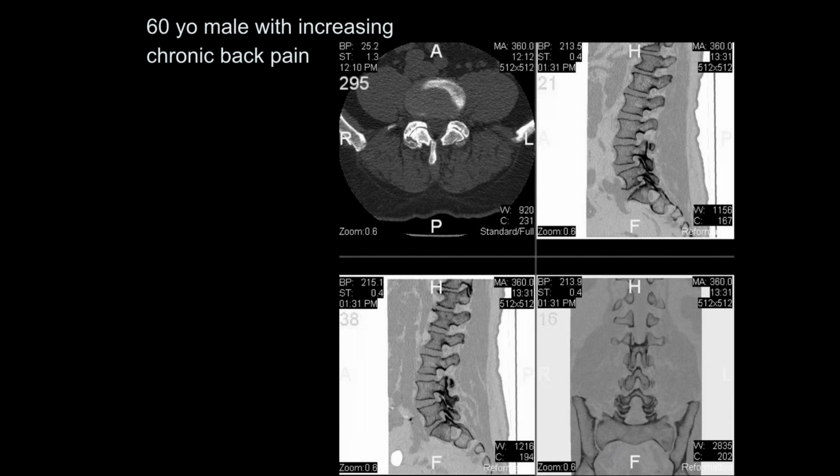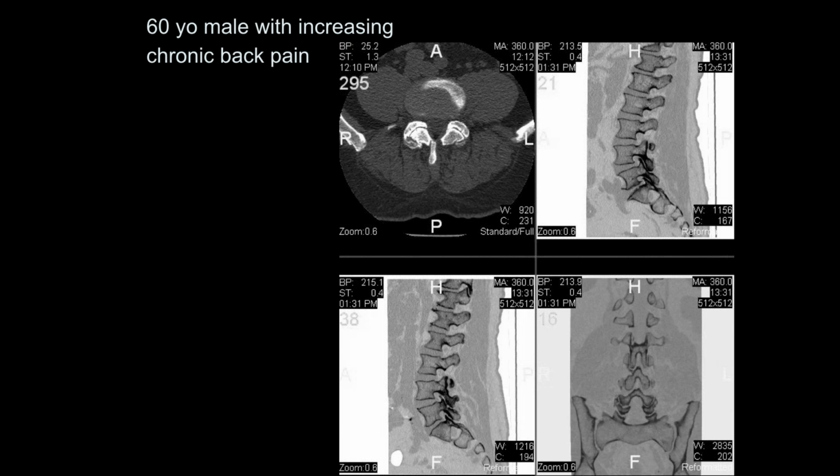Okay, well, we'll start out where we left off before. So, here we go. Shiv, what do you think of this case? So we're talking about other causes of back pain besides disc disease. Okay, 60-year-old man, increasing chronic back pain.